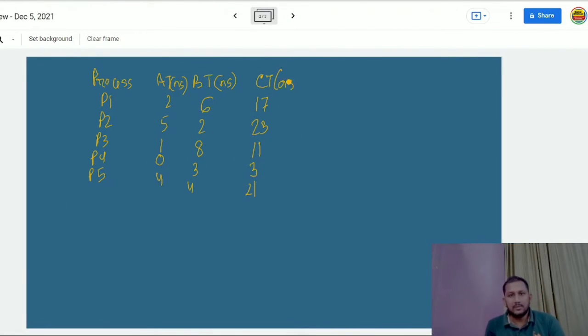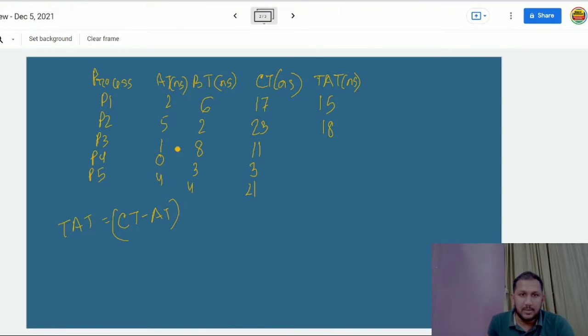Now we have to find out the turnaround time, the total time from submission to completion, in nanosecond. The formula for turnaround time is TAT equals CT minus AT. CT 17 minus 2, that is equal to 15. 23 minus 5, that is equal to 18. 11 minus 1, that is equal to 10. 3 minus 0, that is 3. And 21 minus 4, that is equal to 17. So this is the turnaround time.